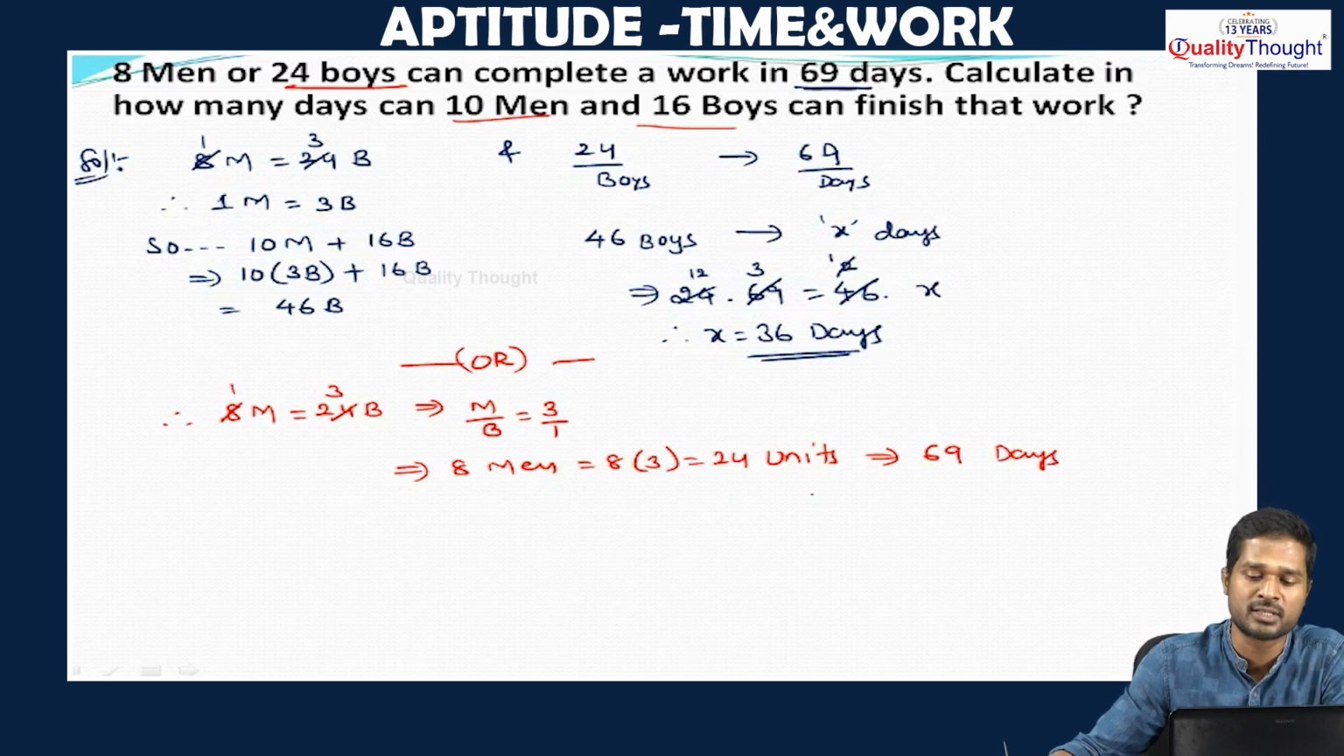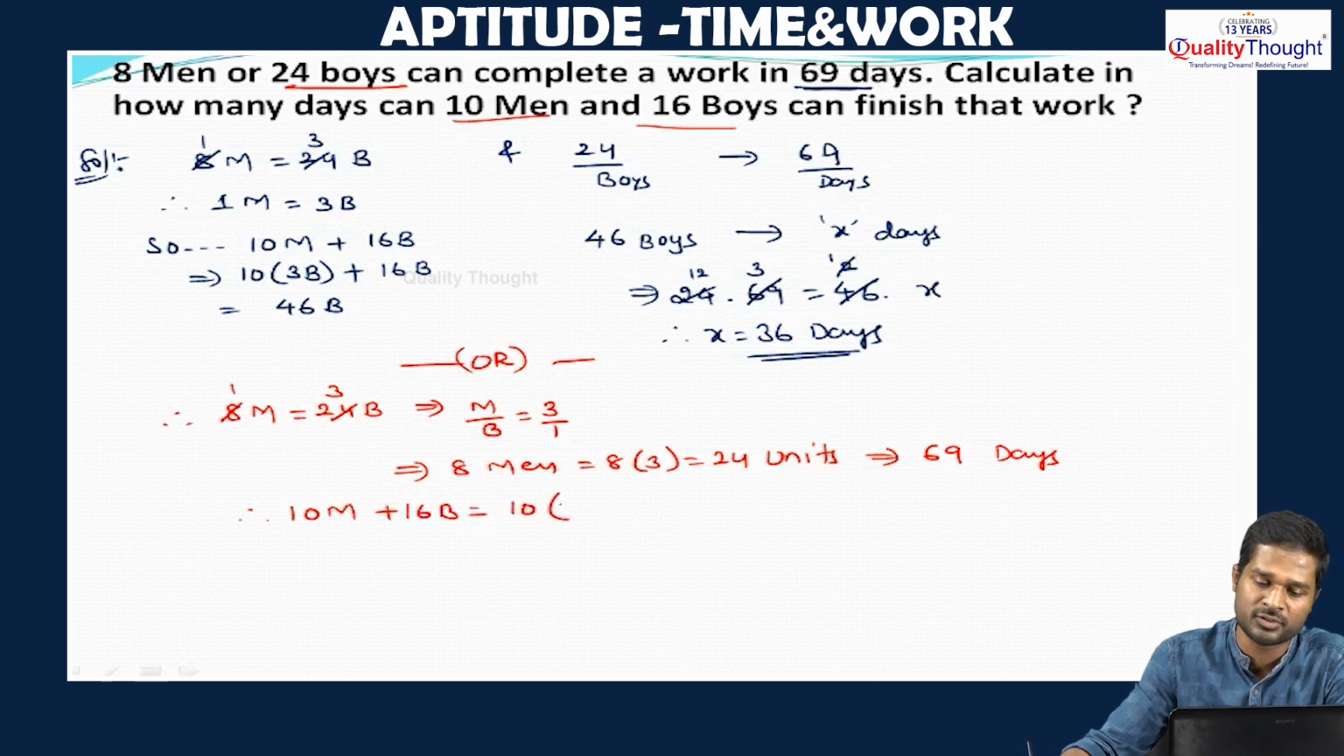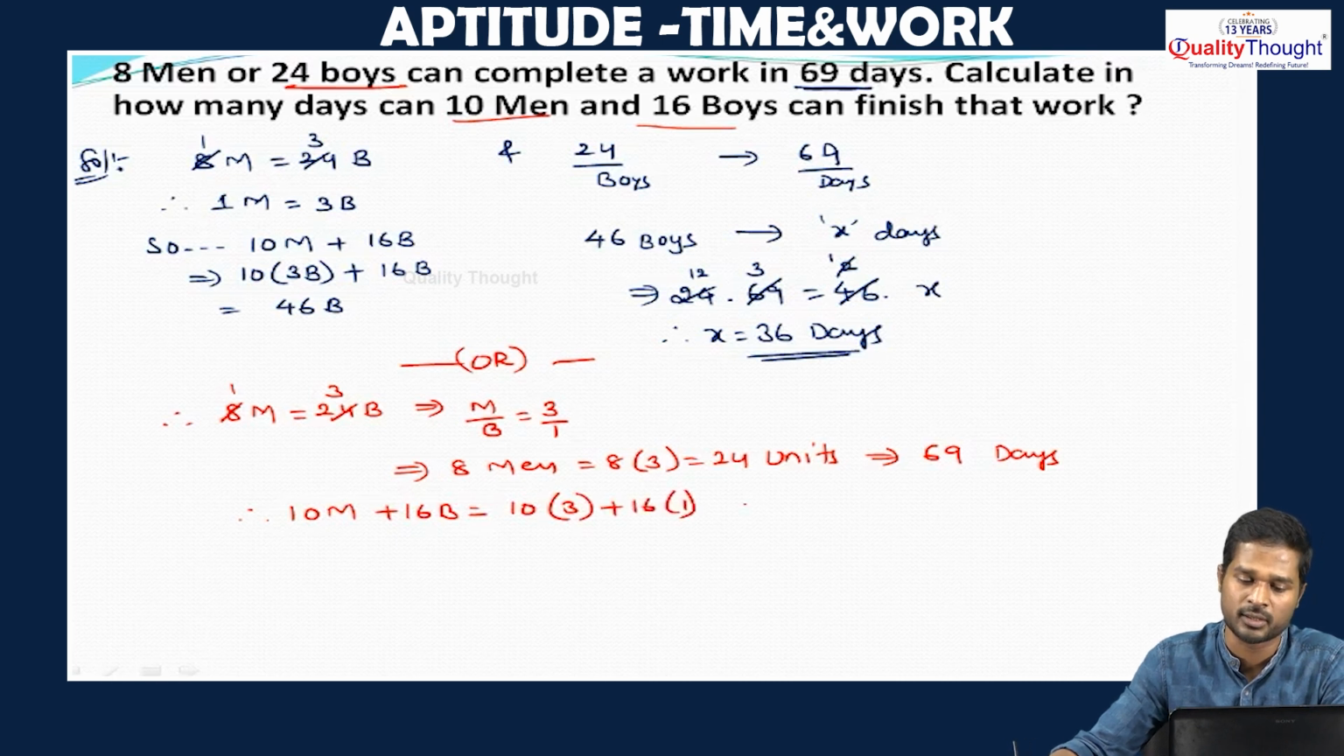24 units of the work is done in 69 days. Now see here, what is there? 10 men plus 16 boys. That means 10 into 1 man can do a work of 3 units plus 16 into 1 boy can do a work of 1 unit. So 10 3s are 30 plus 16, 46 units of work is done in how many days?